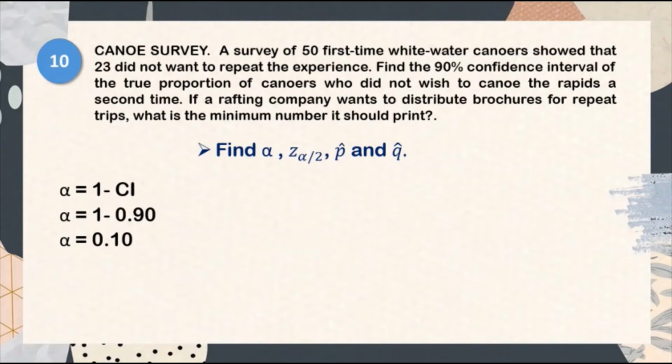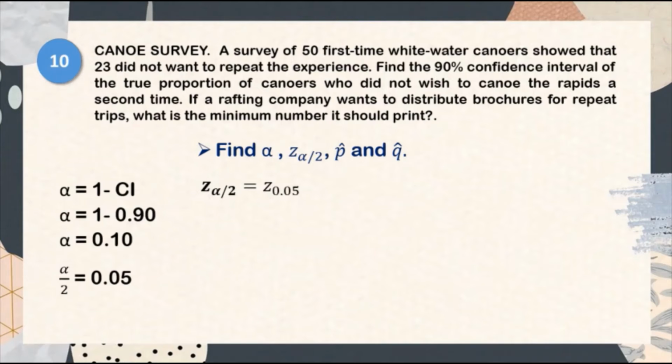Then we need to find alpha divided by 2. So we already know that alpha is equal to 0.10. If we divide it by 2, it is equal to 0.05. Next, we need to find z sub alpha over 2 or z sub 0.05. We know that alpha over 2 is equal to 0.05.